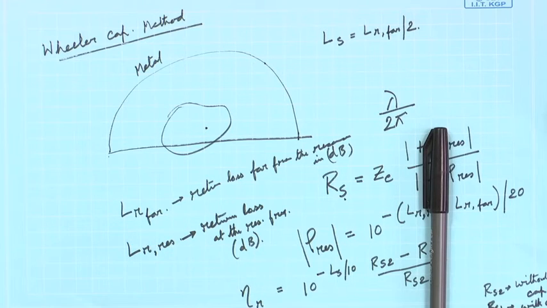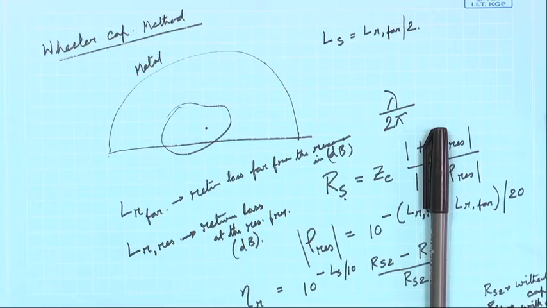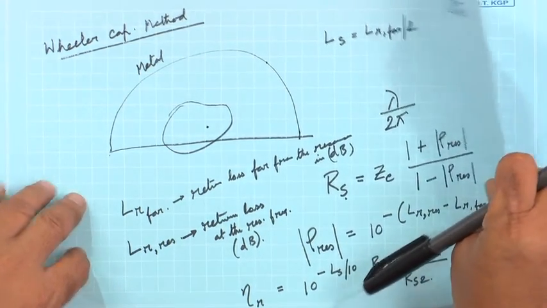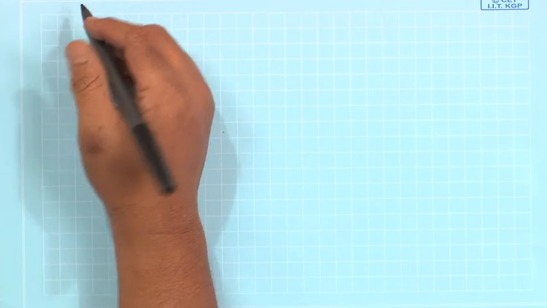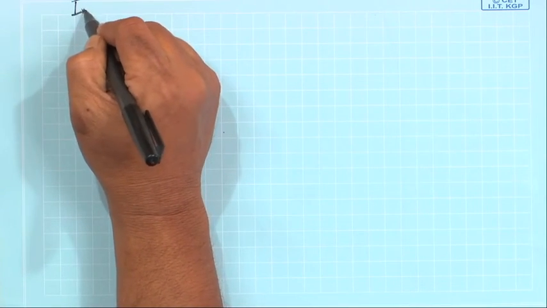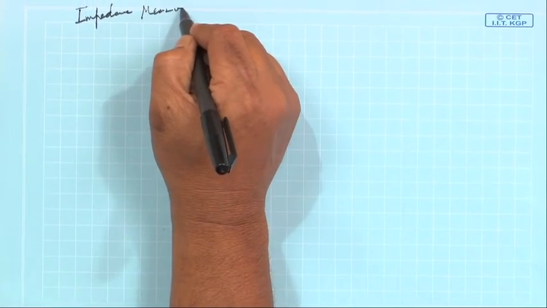So, by this you can find the radiation efficiency, and there is one more thing that I want to say, that is the impedance measurement. In earlier classes, in the basic building blocks, we have said how to measure VSWR, but this is how to measure the impedance of an antenna. This is the final thing, impedance measurement.